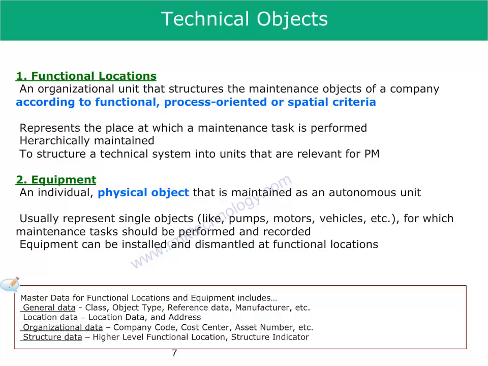Each piece of equipment is managed independently in the system, so that you can manage individual data from a maintenance perspective for the object. Perform individual maintenance tasks for the object. Keep a record of the maintenance tasks performed for the object. Collect and evaluate data over a long period of time for the object. Pieces of equipment can be installed and dismantled at functional locations. The usage times for a piece of equipment at a functional location are documented over the course of time.